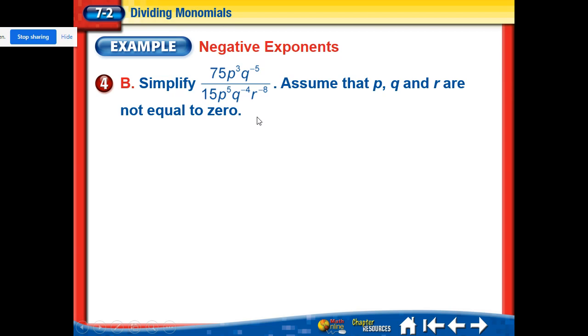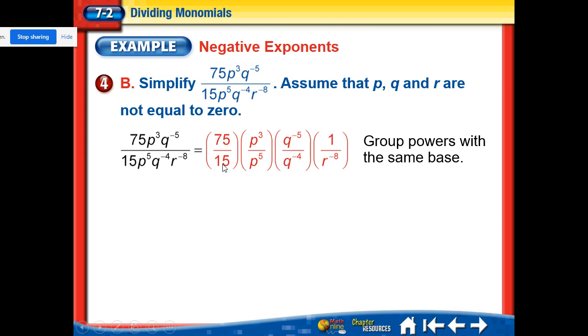All right, here's one that we can work out completely. So we're going to start with worrying about our coefficients here. We are going to go ahead 75 over 15, and we are going to go ahead and reduce that. The p's will go ahead and put together, the p to the third and p to the fifth. Q, negative 5 and negative 4, and the r's, there's none up here, and negative 8.